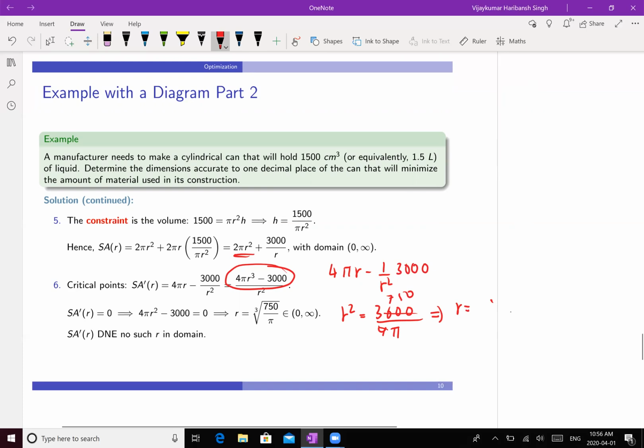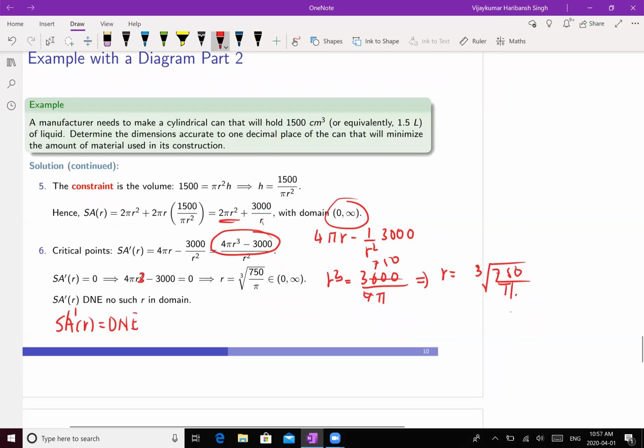So this would mean, sorry, there's an error here, it should be r cube. So r cube equals this, so r equals the cube root of 750 divided by pi. And the second case is s prime of r does not exist, and that will not happen because the only time it's undefined is when r is zero, and that is not part of your domain. Okay, so therefore we have gotten the critical number, which is this point here.